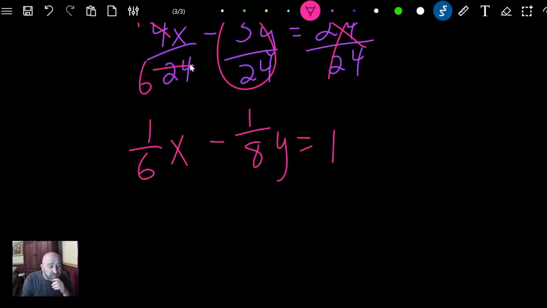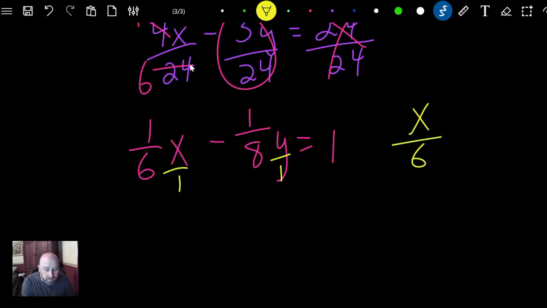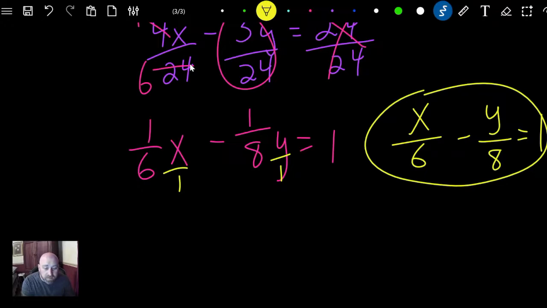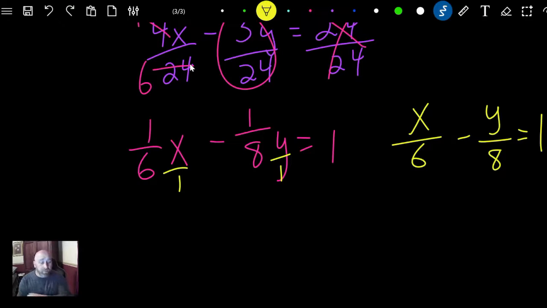Now, this is fine for me. I'm okay with that because I know what you're doing right there. But probably the better format is to match how they did it and actually do this math. So let's pretend that's a fraction. 1 times x is x, 6 times 1 is 6, then minus 1 times y is y, and 8 times 1 is 8, and that equals 1. So this here would be our intercept form.